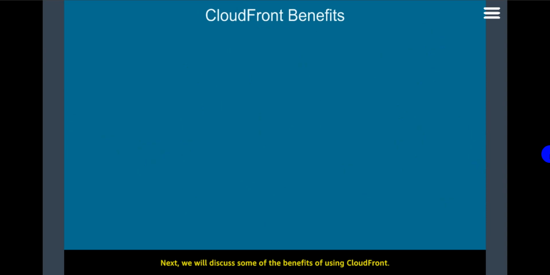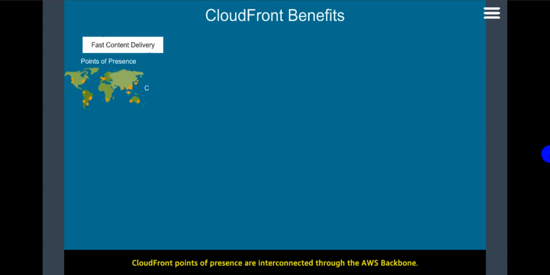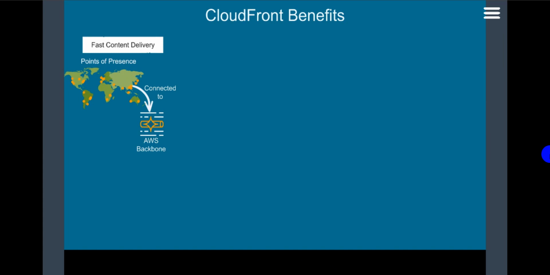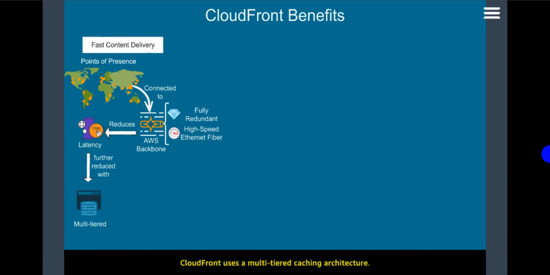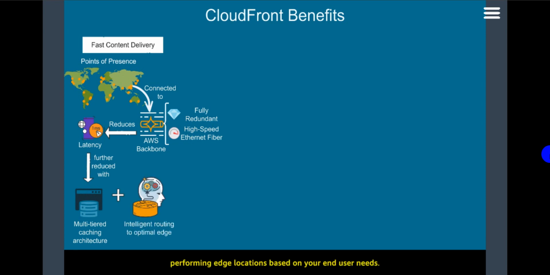Next, we will discuss some of the benefits of using CloudFront. The first benefit is fast content delivery. CloudFront points of presence are interconnected through the AWS backbone. This backbone is fully redundant and built with a parallel high-speed Ethernet fiber network. Connection to this AWS network backbone vastly reduces latency, effectively increasing customer speeds. Moreover, to further decrease latency, CloudFront uses a multi-tiered caching architecture. It also intelligently routes your content to the most performant edge locations, based on your end-user needs.